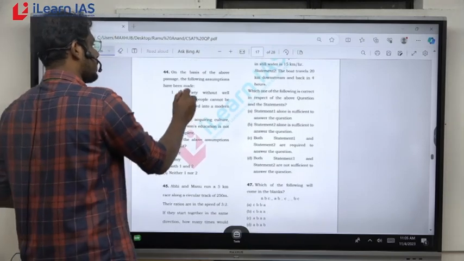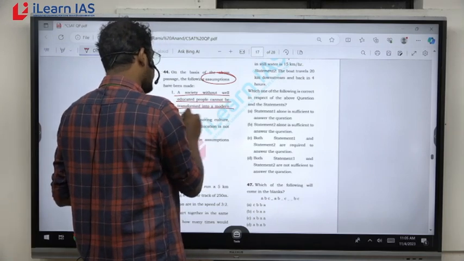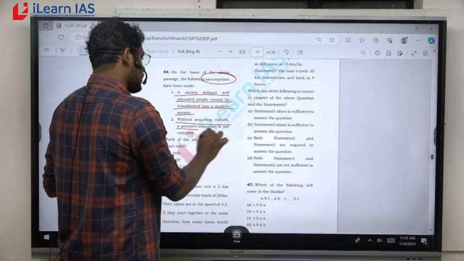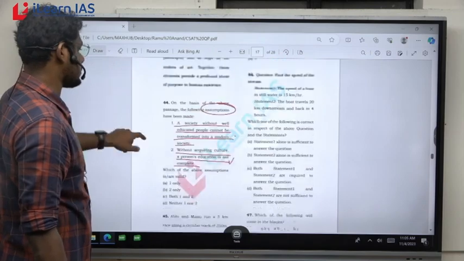On the basis of the above passage, following assumptions have been made. A society without well-educated people cannot be transformed into a modern society. Okay, without acquiring the culture, a person's education is not complete. This is a general statement. This is an extreme statement. Anyway, let's have a look on the question passage.